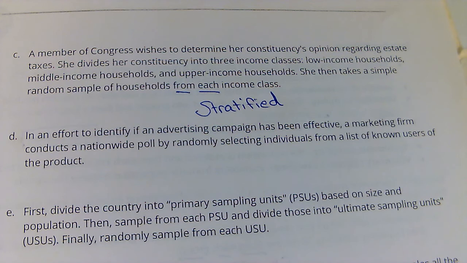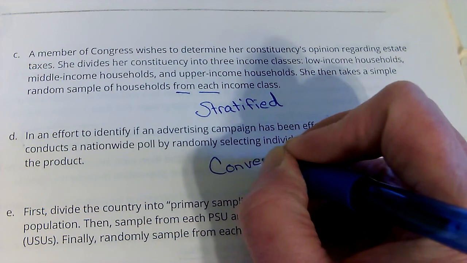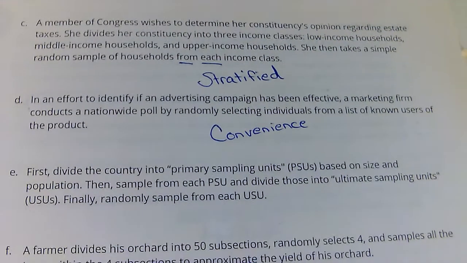In an effort to identify if an advertising campaign has been effective, a marketing firm conducts a nationwide poll by randomly selecting individuals from a list of known users of the product. They're selecting people they already know use the product? That's convenience. Not even trying to go out and find anybody else.